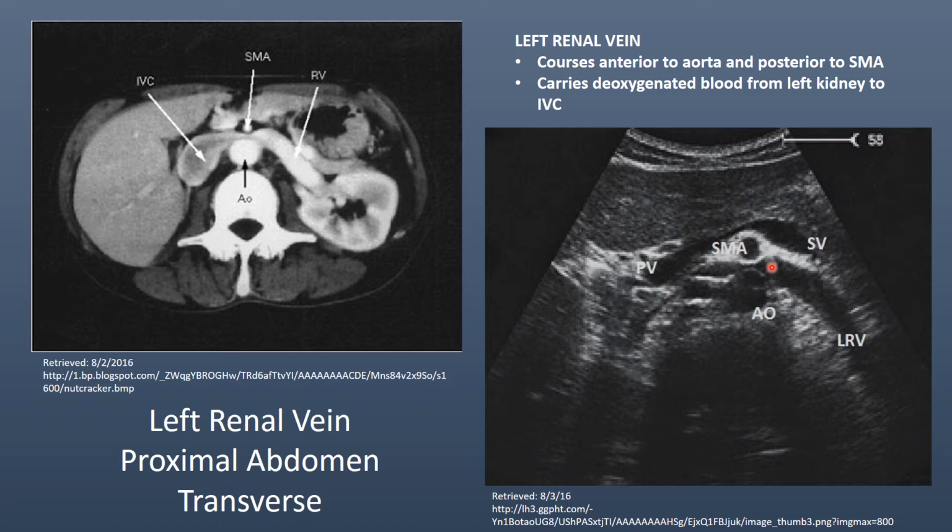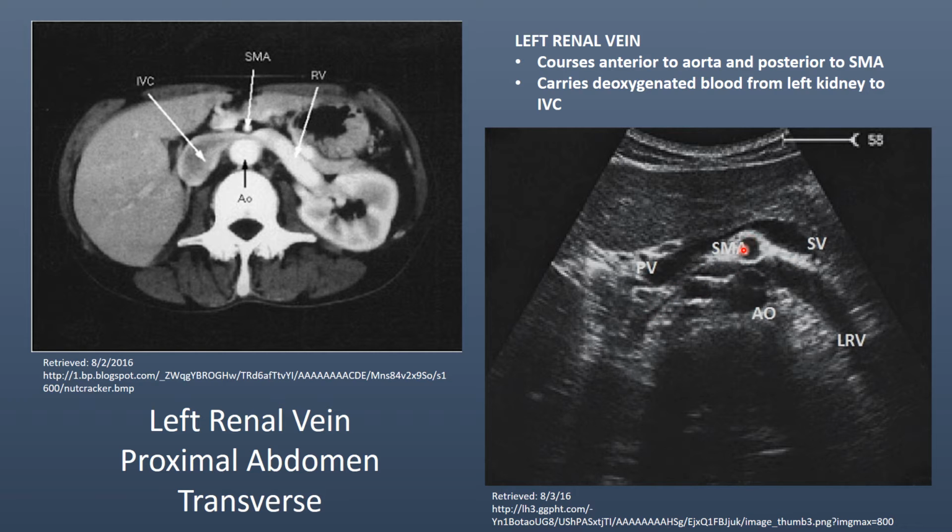It's moving posterior to the SMA, and it's anterior to the aorta. It goes between those two blood vessels, and then it's going to move over here and drain into the inferior vena cava, which is somewhat compressed. It's this little black line. It's somewhat compressed in this particular image, but that's what's happening. This is draining flow back to this vessel.